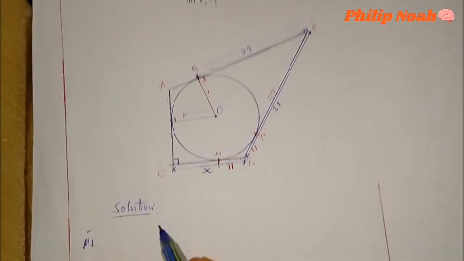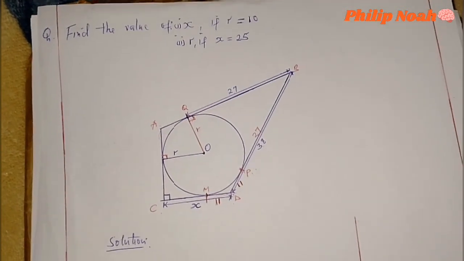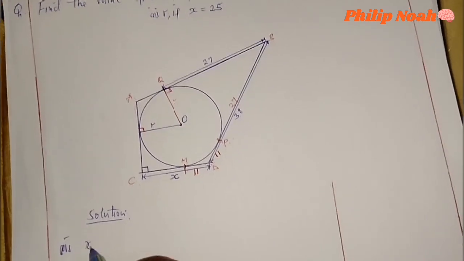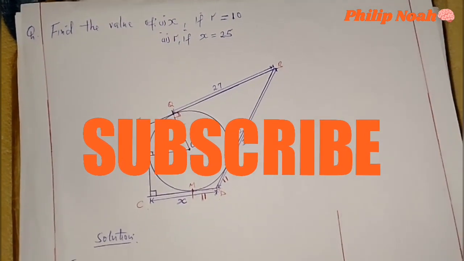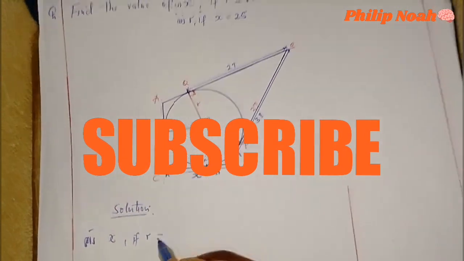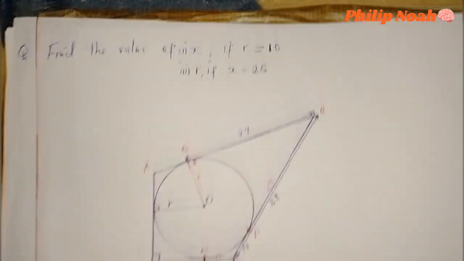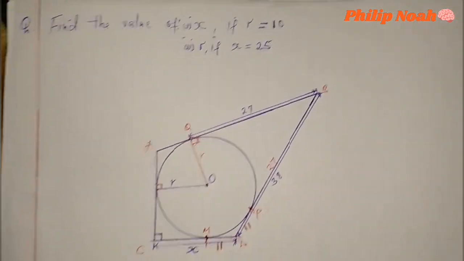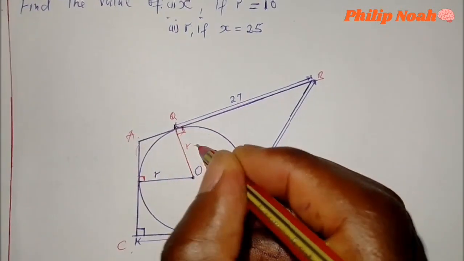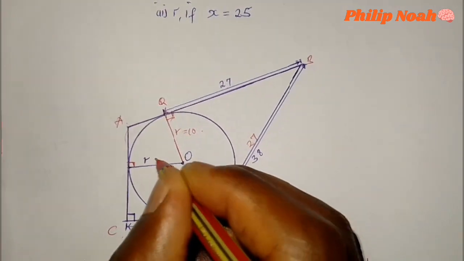Roman 1, what is the value of x if r is 10? So the radius is 10. Let's start by solving that. The radius is 10, meaning here is also 10.